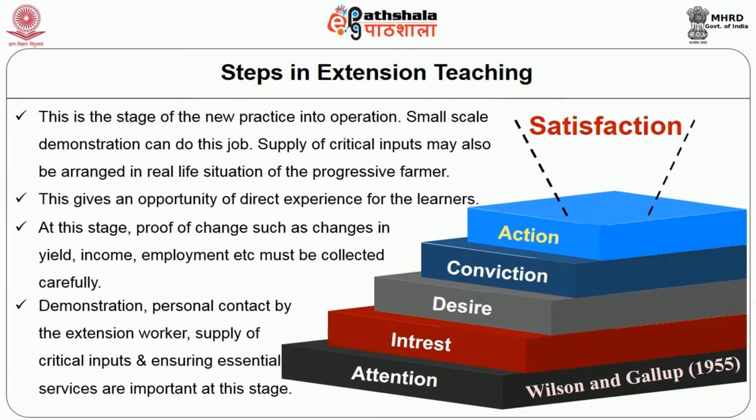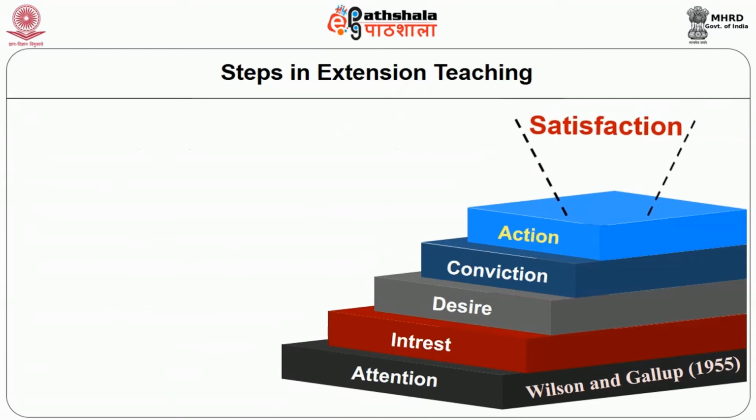Demonstrations, personal contact with extension workers, supply of critical inputs and ensuring essential services are important at this stage, because at this stage farmers have to actually adopt the technology in their fields. So at this stage also it is possible that a farmer with a favorable attitude may change his attitude in an unfavorable manner. So the extension workers should clearly see that the attitude of the farmers is always kept in a positive manner.